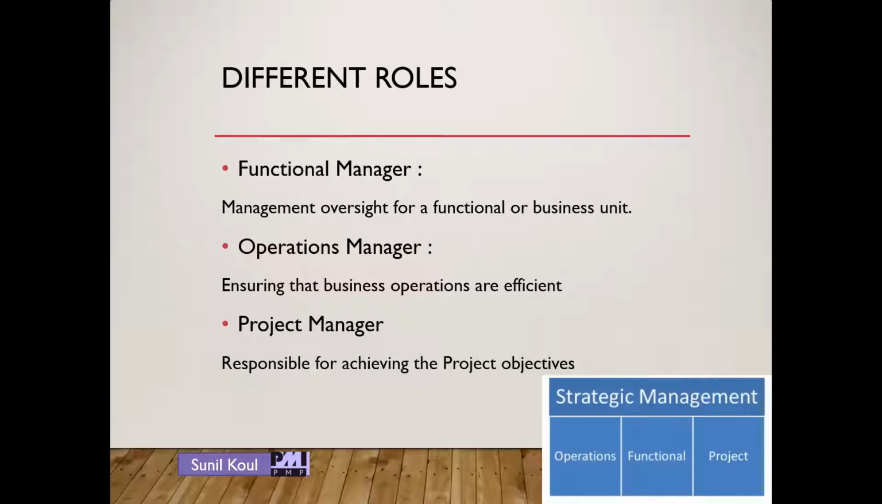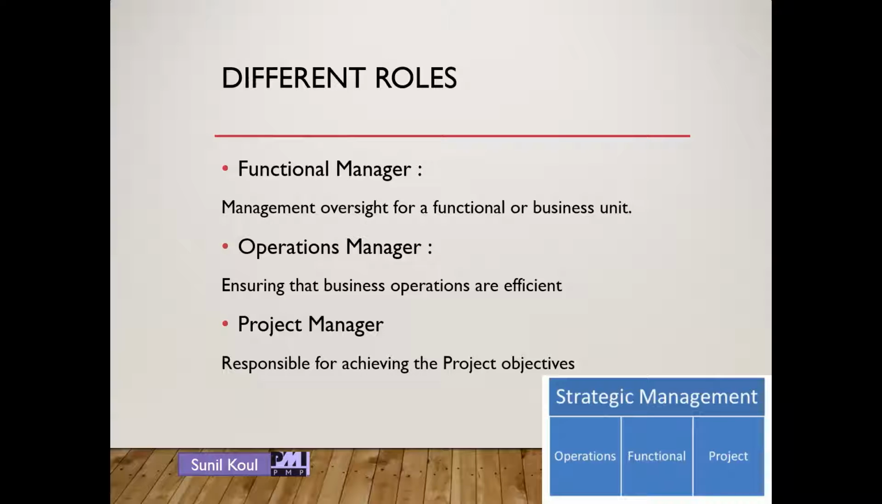The different roles you can find in an organization are the functional manager, the operation manager, and the project manager. All these three managers have different roles to play in a particular organization. When we say functional manager, he is the head of the business unit. You can say he is managing the business unit. The members report to the functional manager. He's managing his business unit. That is what a functional manager does.